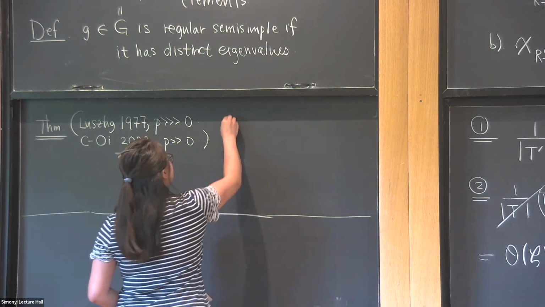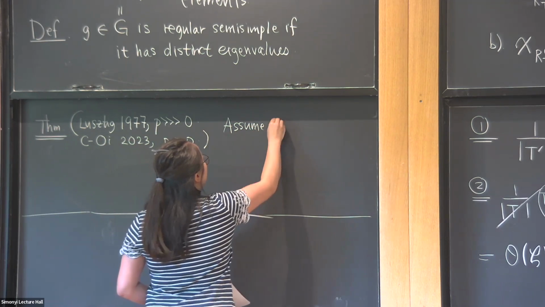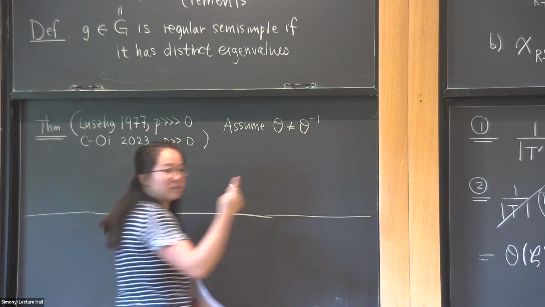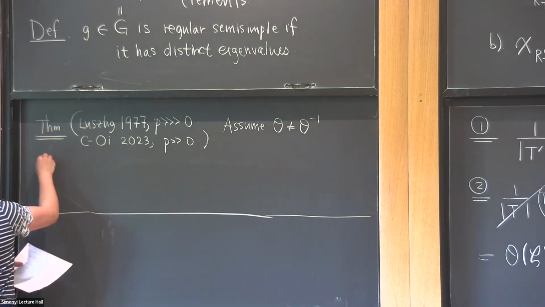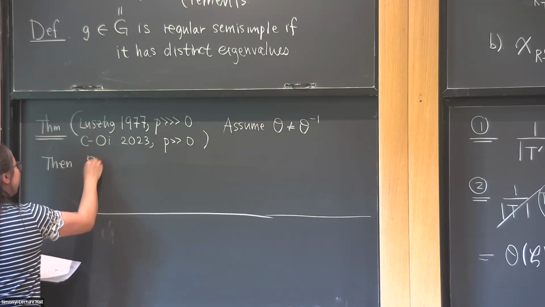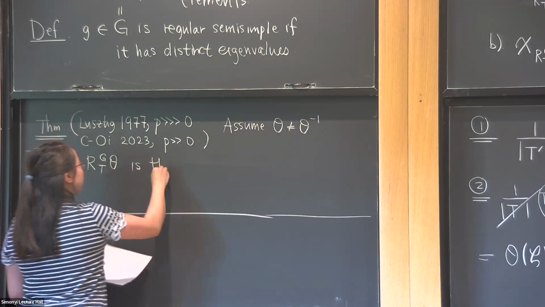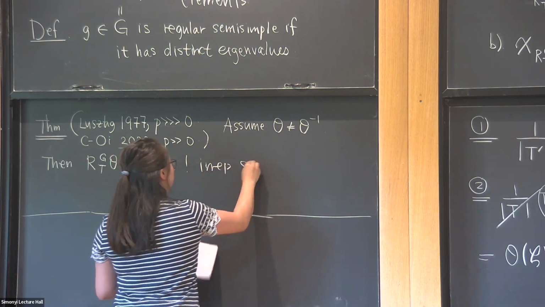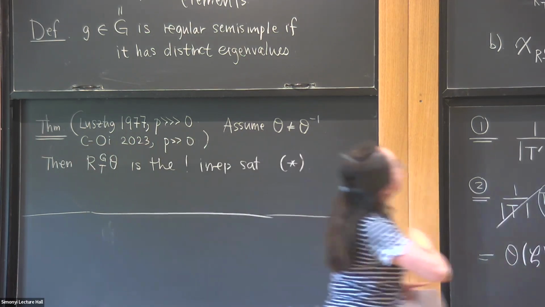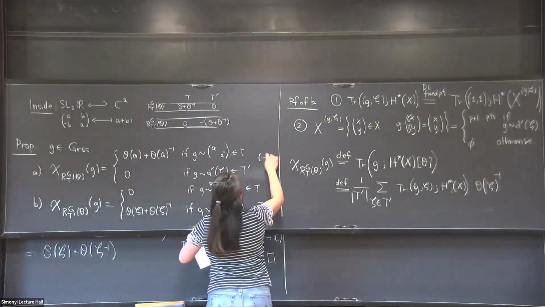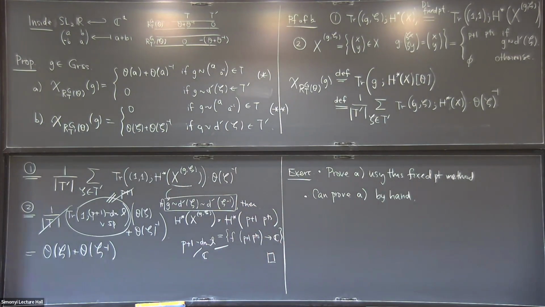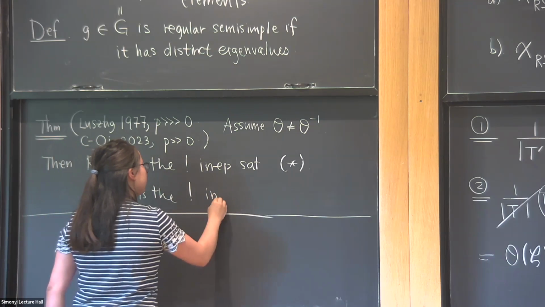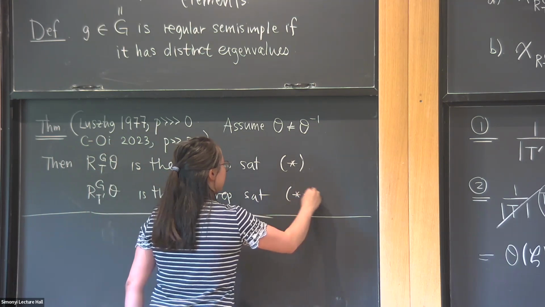And so here's the theorem. Assume that theta is not the same as theta inverse. So this rules out 2 cases. It rules out trivial and it rules out sine. And all the other ones are fine. Okay. Then R_T^G theta is the unique irreducible satisfying star. So I don't have to write this out again, I'll call this star and I'll call this double star. And R_T'^G theta is the unique irreducible satisfying double star.